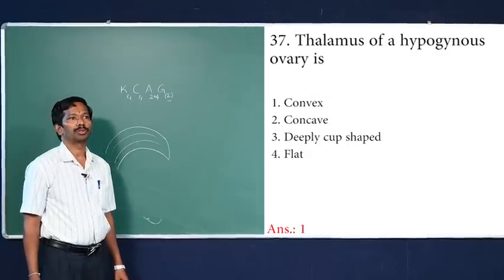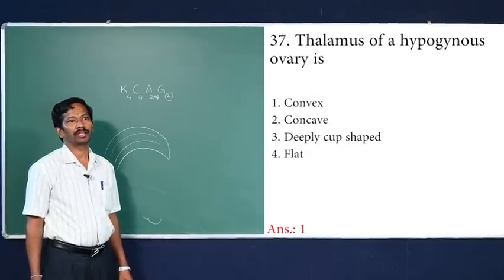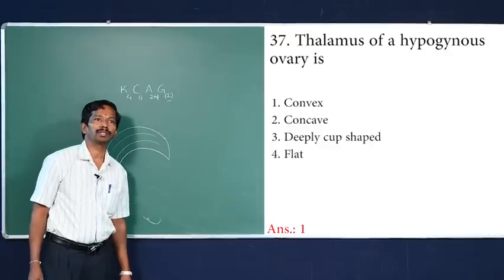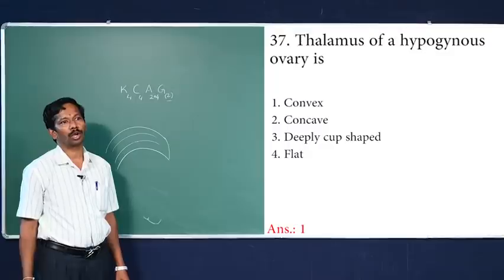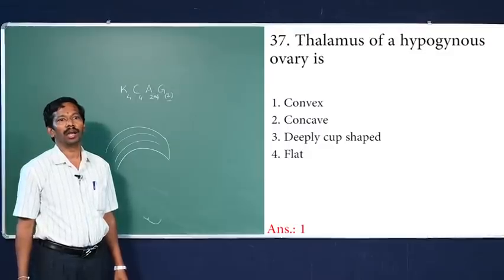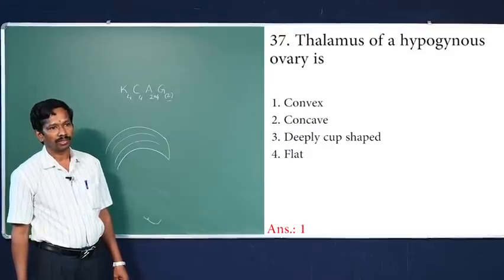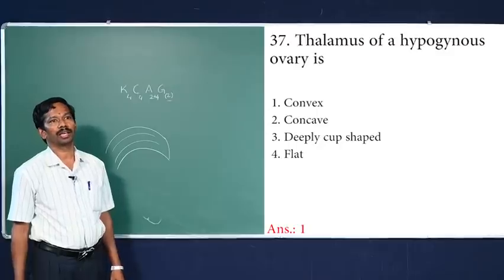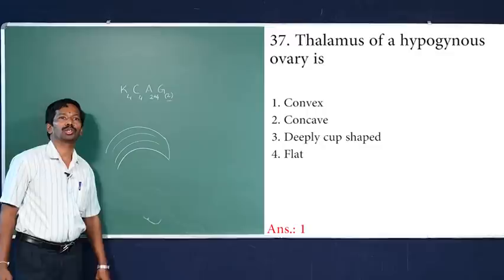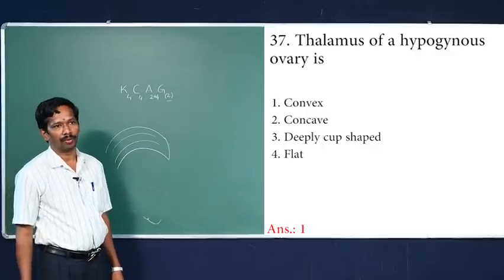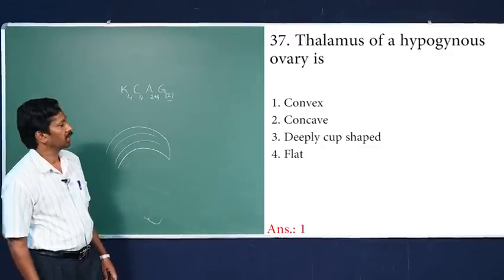37. Option related with the thalamus is given. Thalamus of hypogynous ovary is convex. Second option is concave. Third option is deeply cup shaped, and fourth option is flat. And answer is 1, convex shaped. Once again thalamus is present, and representing position of the ovary related with the flower. Position of the ovary is being mentioned.